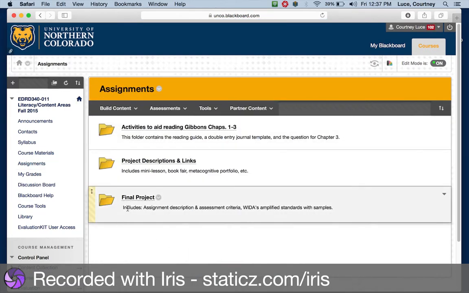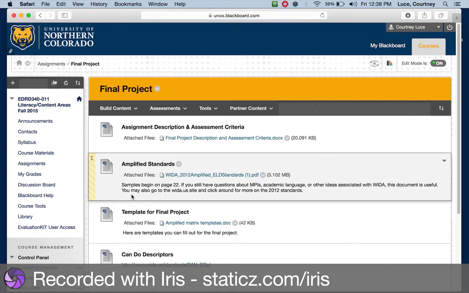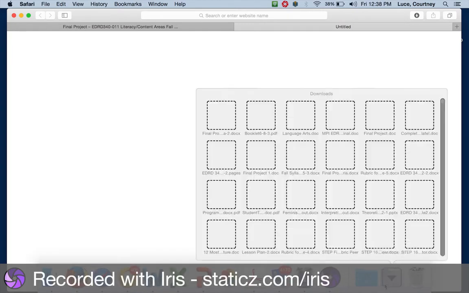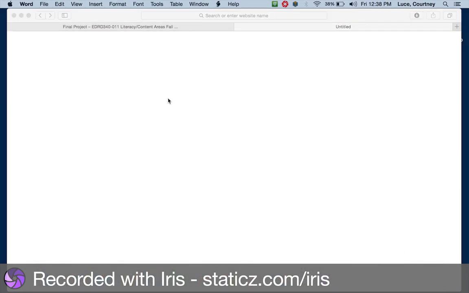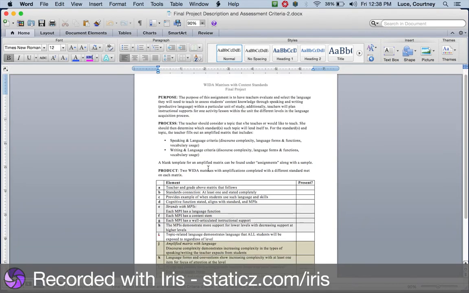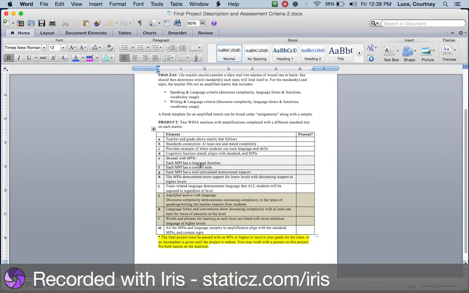Once you go to the assignments section, you can click on Final Project, and all the documents you're going to need for your final project will be in here. So I'm going to quickly go through what's in here, and then once I go through that, we'll walk through an example. So we have the assignment description and assessment criteria, and much like the other assignments, this document here is going to show you exactly what the purpose, process, and product is that's expected out of this project.